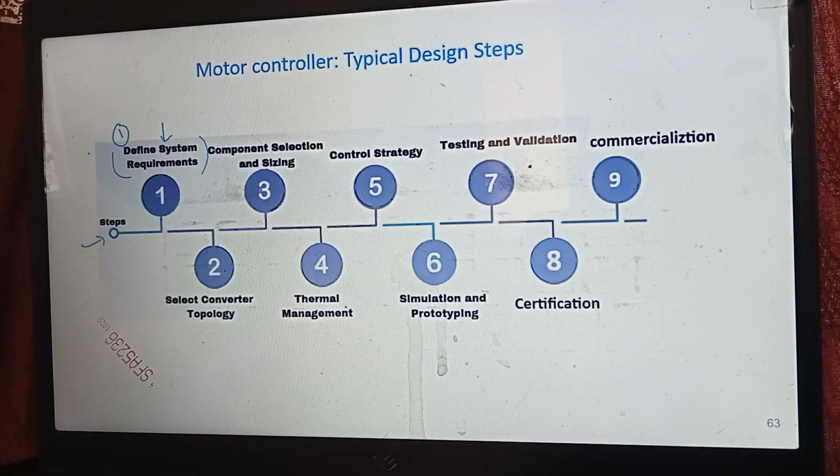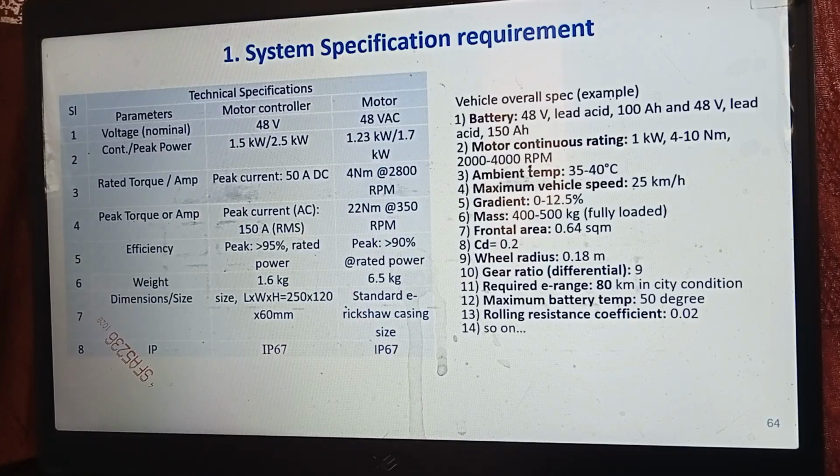Anything you want to design with, you need to first get clarity of what you want and what is required from that particular product. That requirement you have to understand correctly before you make it. So what is the requirement for our case? This is an example that I gave for a rotor motor controller.